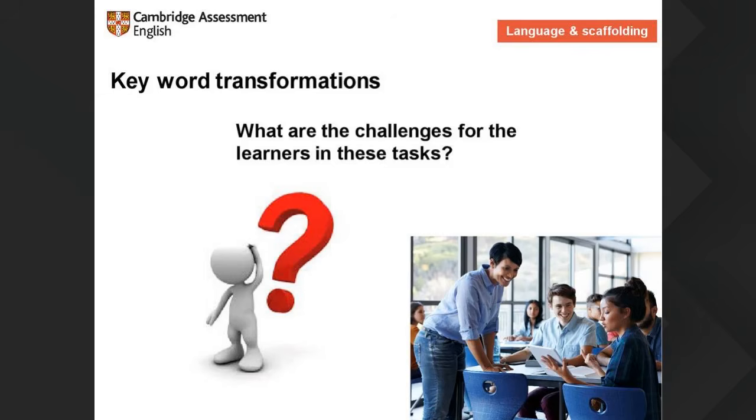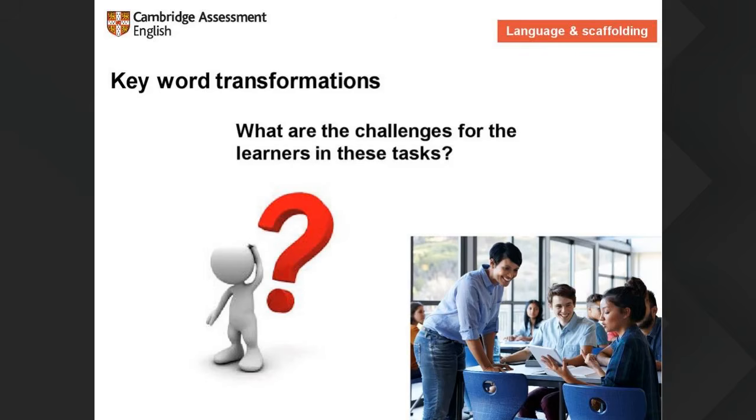Whereas in this case, we are going to look at the keyword transformations. Yeah, which now only arrives in B2. Is that correct, Victoria? Yeah. There used to be a mini one in B1, but not anymore. And it can be one of the most daunting and difficult exercises to approach. What do you think the challenges are for learners in these tasks, Victoria?